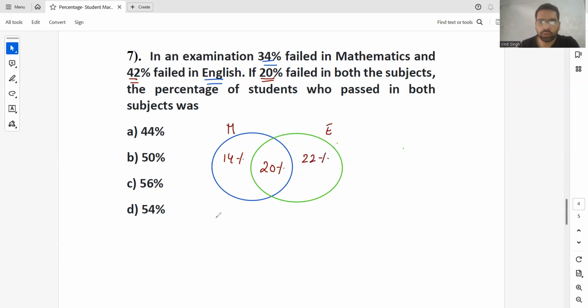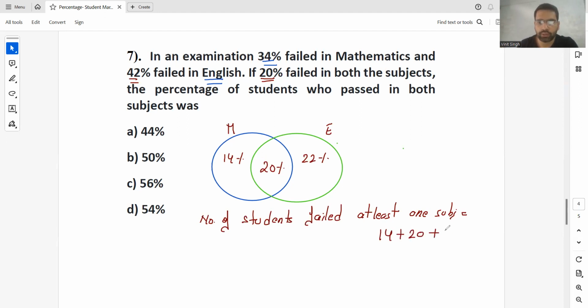So the number of students who failed in at least one subject is equal to 14 plus 20 plus 22. Now, after addition, we get 20 plus 14 is 34, 34 plus 22 is equal to 56%. Now, 56% are those students who failed in at least one subject.